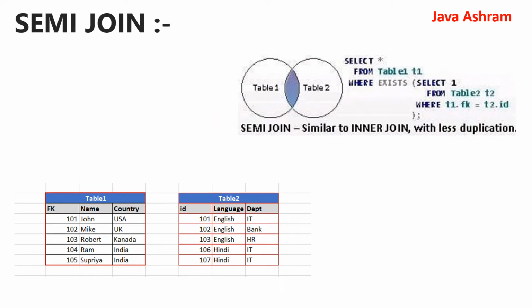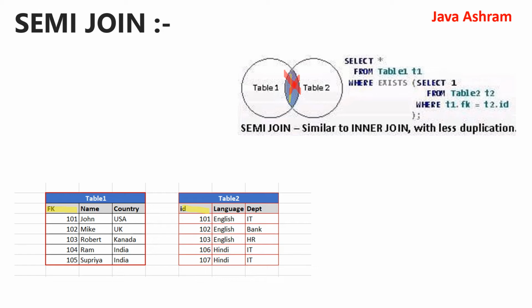Let's move ahead. Semi join. This is similar to the inner join but with less duplication. If you have two tables, table 1 and table 2, all the data which is common in both tables, meaning if the data present in this column and this column are the same, will be drawn over here. The intersection point will be here, right? So all the data falling under this category will be retrieved using this semi join.